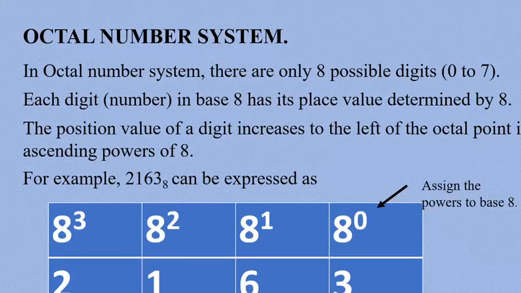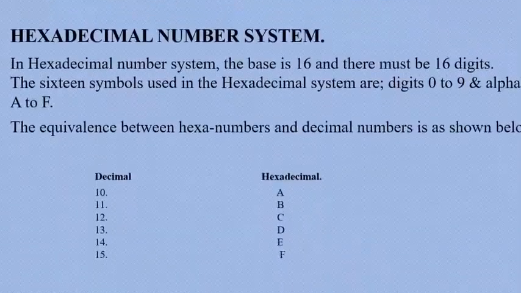And therefore, this number here, 2163, with the base 8, which is indicating it is octal, can be represented as follows. You assign the power to base 8. We start with 8 to power 0, 8 to power 1, 8 to power 2, 8 to power 3. Remember, once you write the base, like when you write 10, that is for base 10. When you write 2, that is for base 2. When you write 8, that is for octal. The powers increase from right to left. Make sure that one is well understood.